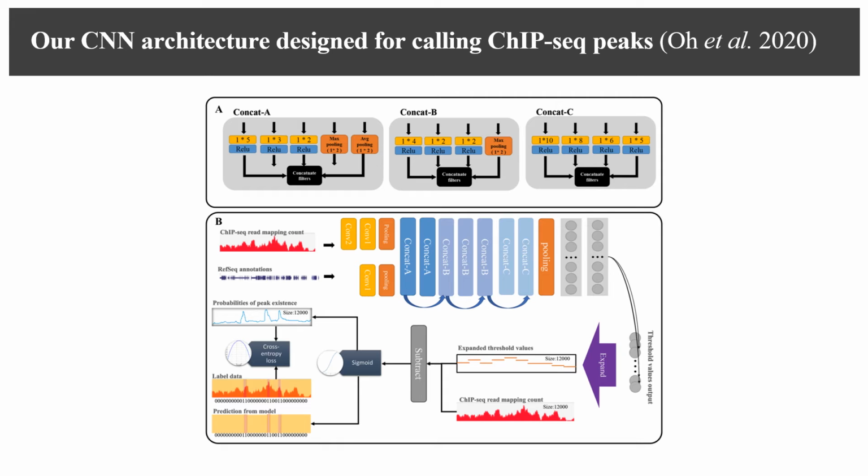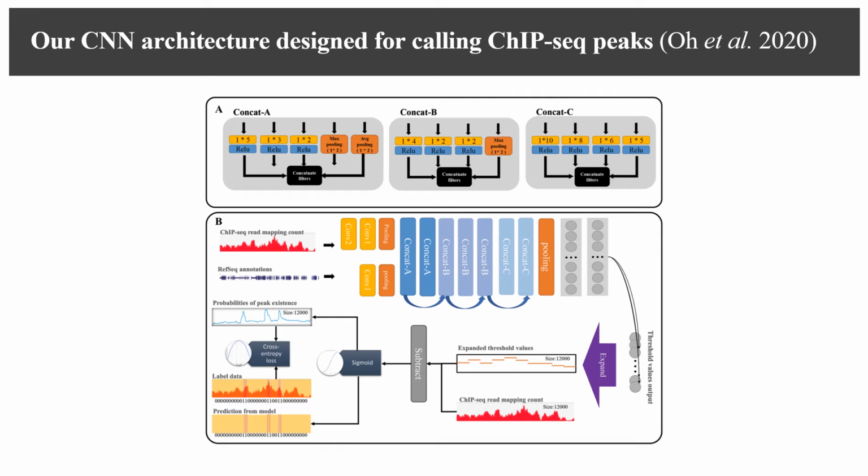In order to design a deep learning model, we started this project based on our previous work published for a peak detection model consisting of convolutional neural networks. This model is called CNN peaks, and it mimics human visual inspection using convolutional neural networks.